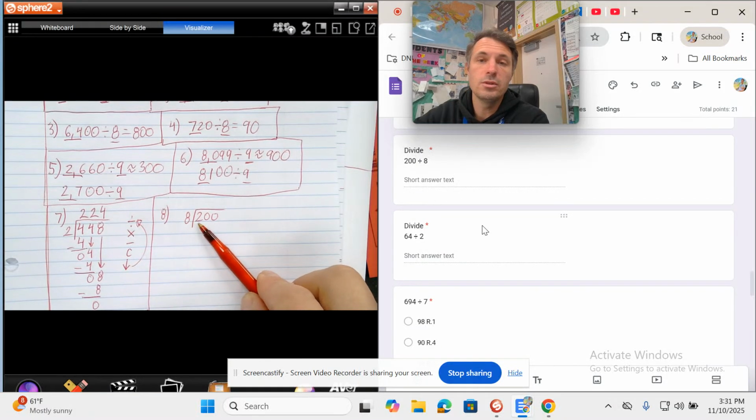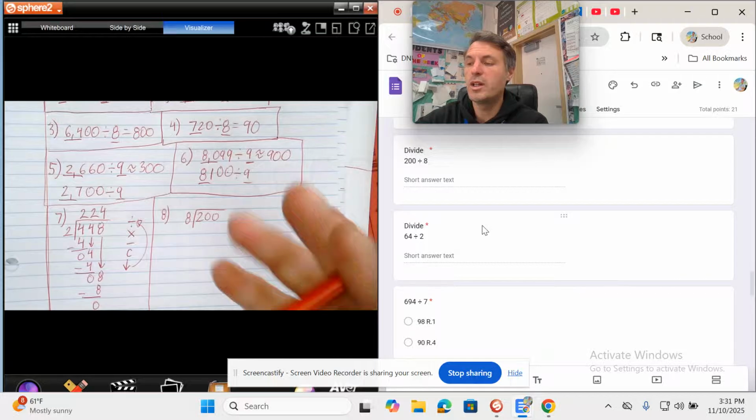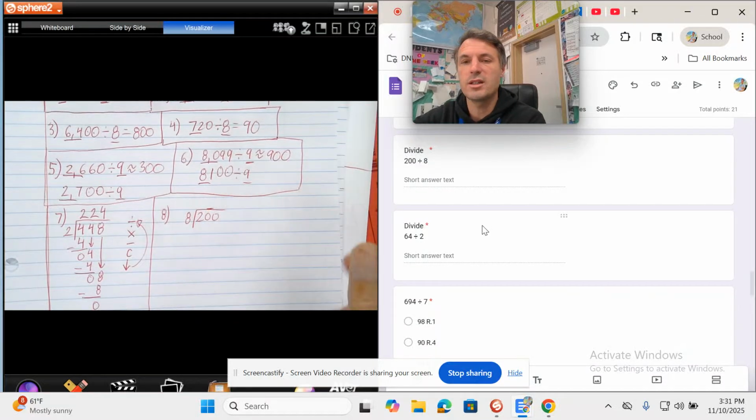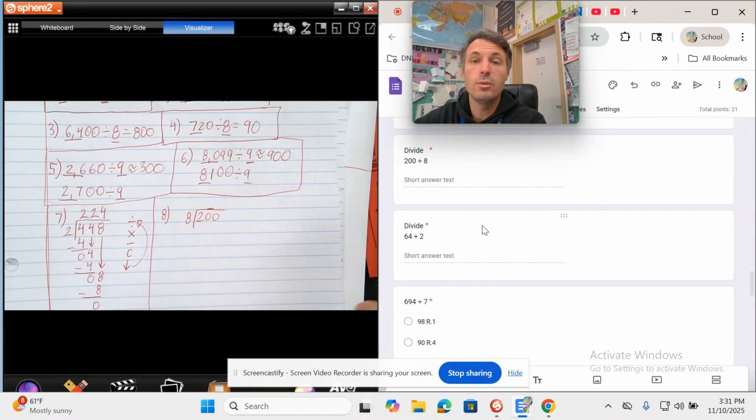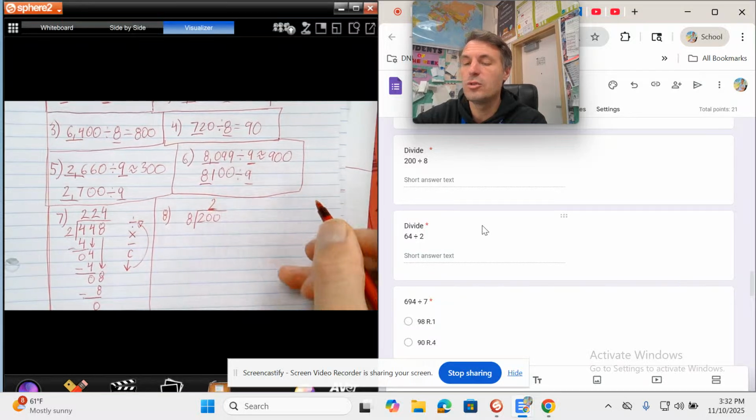Can 8 fit into 2? No, 8 can't fit into 2 because 8 is bigger than 2. Can 8 fit into 20? Yes. So the first part of the quotient has to go above that 0 in 20. How many times can 8 fit into 20? Well, 8 times 2 is 16. 8 times 3 is 24. So 3 is too big, so it can fit in 2 times.